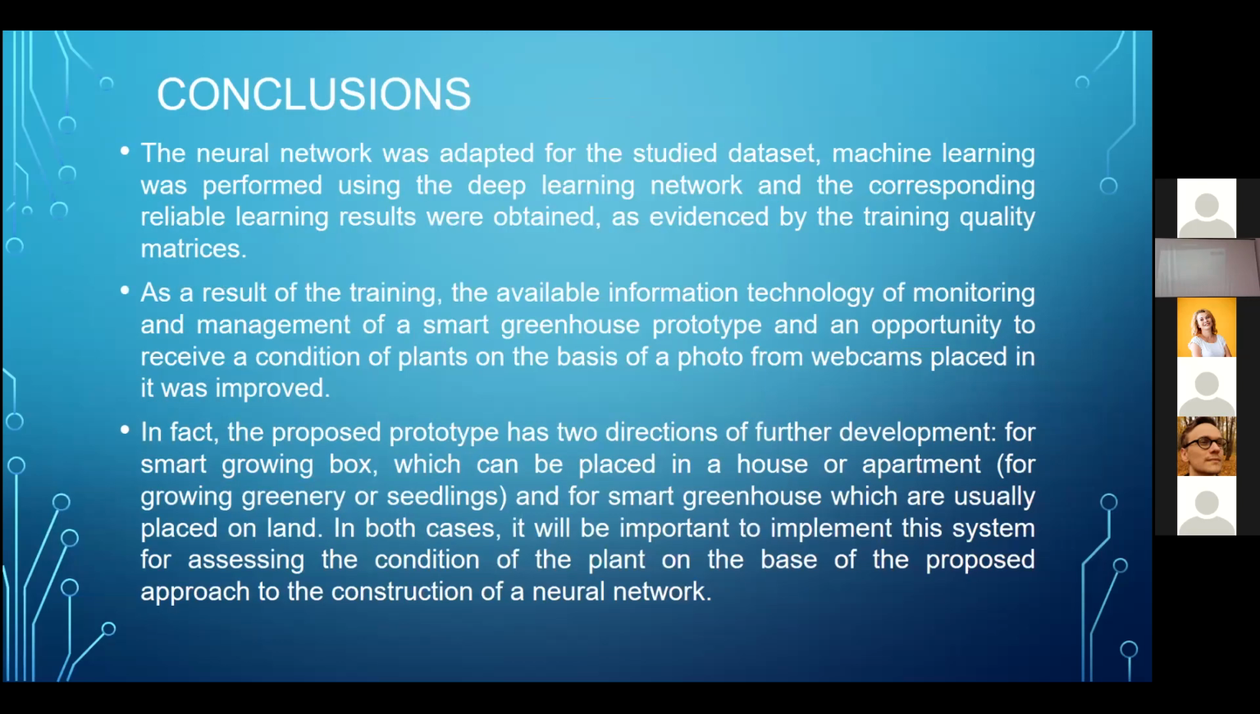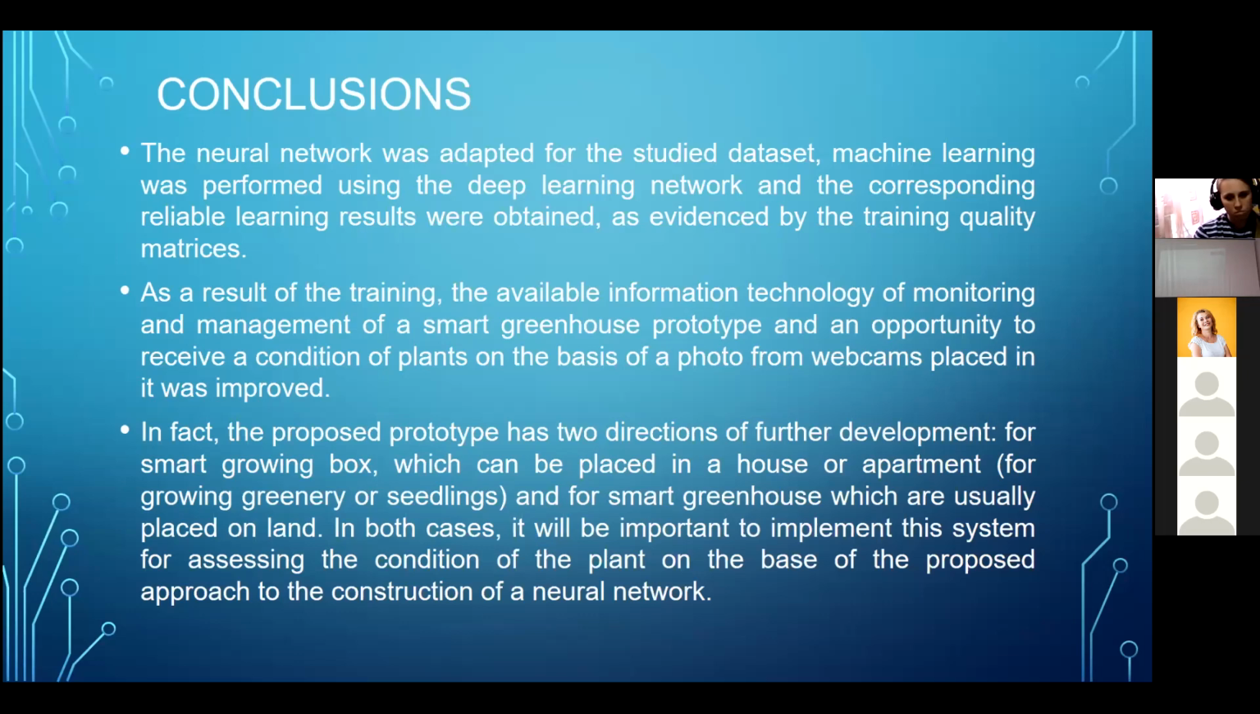The neural network was adapted for the given data set, and the machine learning was performed using the deep learning network. And the corresponding learning results were obtained. On this basis, the available information technology of monitoring and management of a smart greenhouse prototype, and the opportunity to receive conditions of plants on the basis of photos from webcams placed in it, was improved.